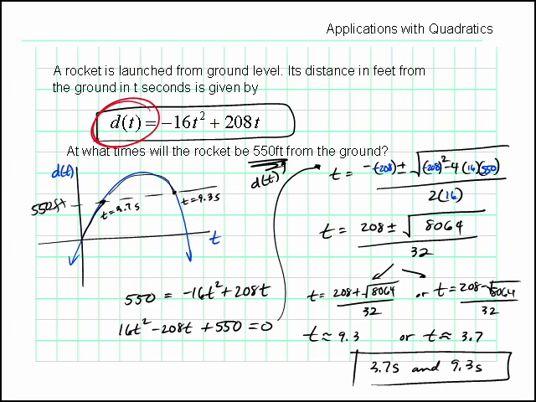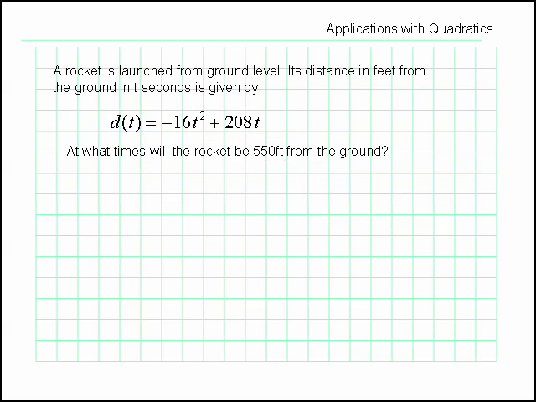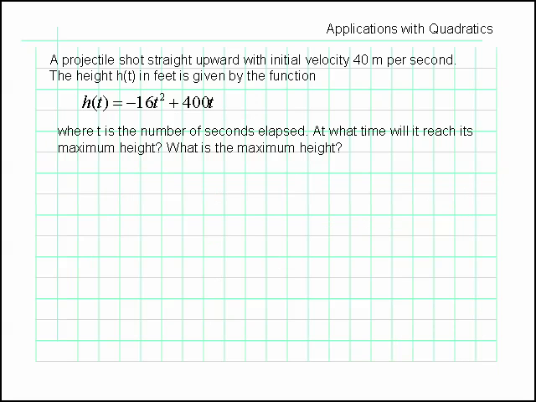All right, another one that is similar to this. A projectile is shot straight upward with an initial velocity of 40 meters per second. The height in feet is given by this function here. T is the number of seconds after it's been fired. At what time will it reach its maximum height? What is the maximum height?